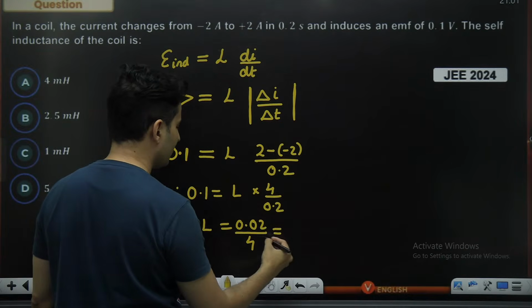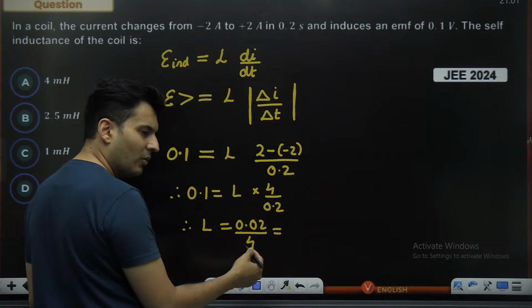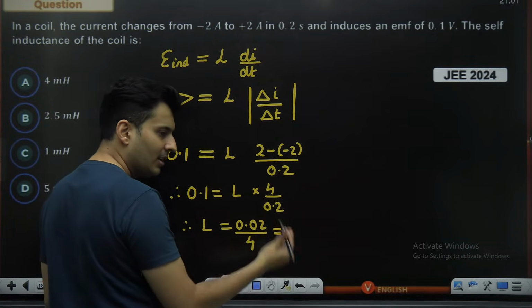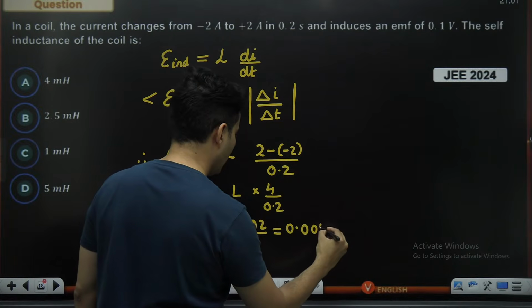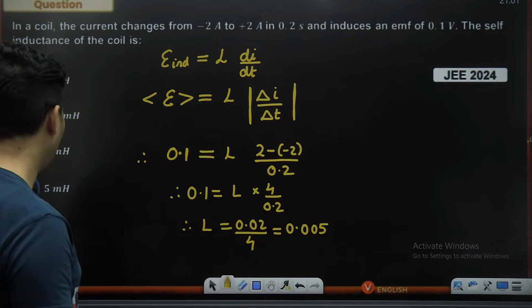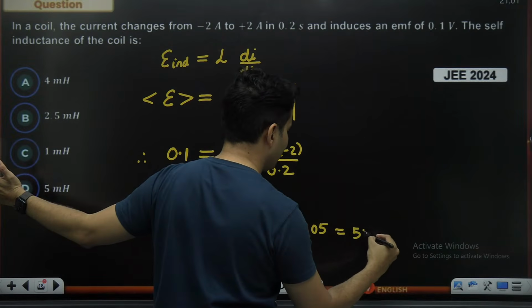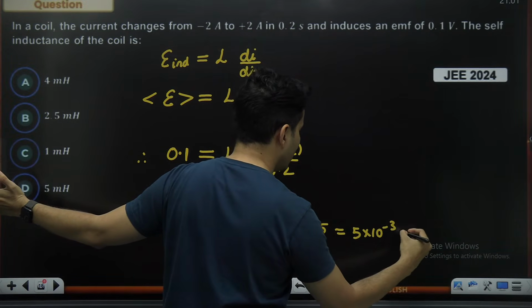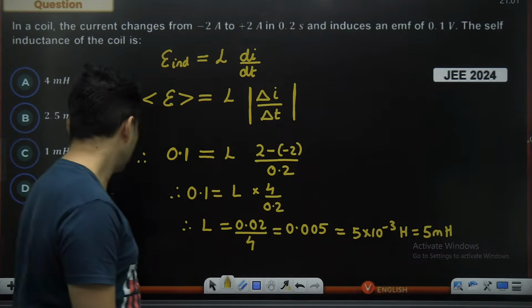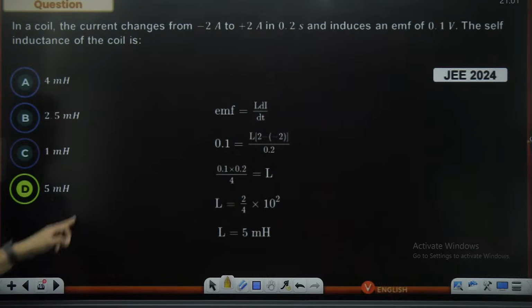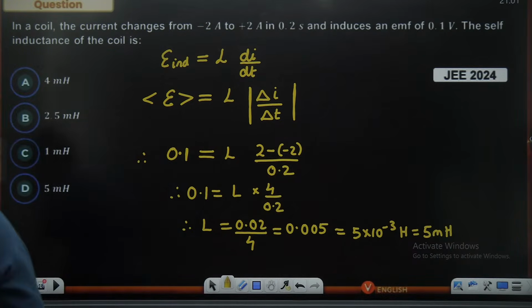So this is becoming 2 and 4. This will become 2, right? So 0.01 by 2, which is basically half, or 0.5. So this will become 0.005. And where do we have 0.005 over here? Yes, we have it right over here. This is 5 into 10 to the power -3 Henry, which is 5 millihenry. That's it. That is the answer over here, 5 millihenry. Is that clear, my dear warriors? How we got it?